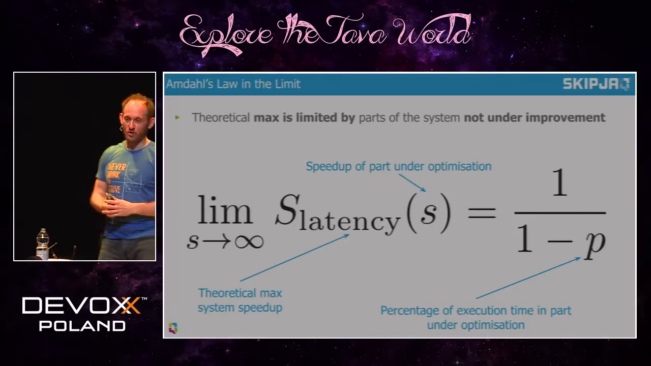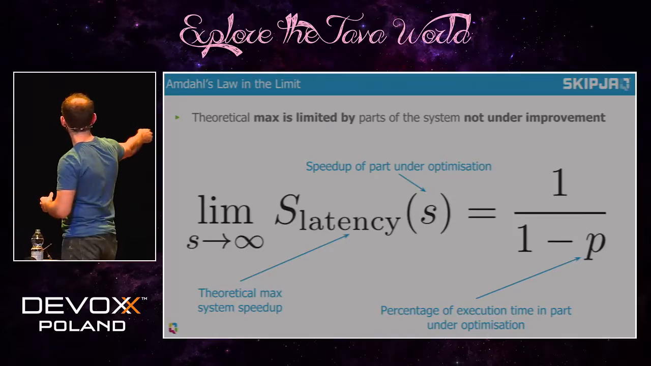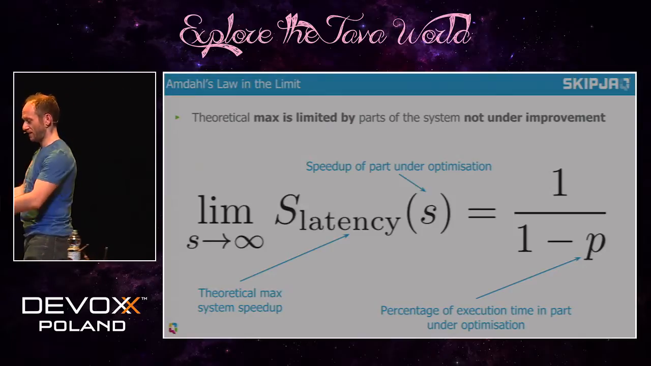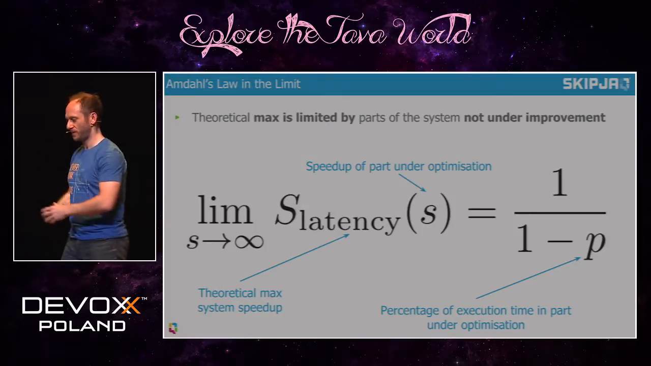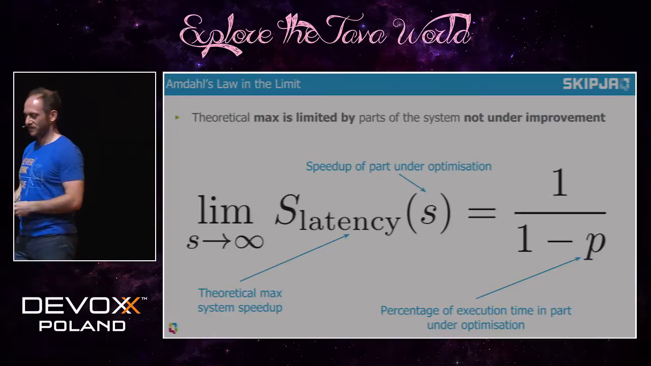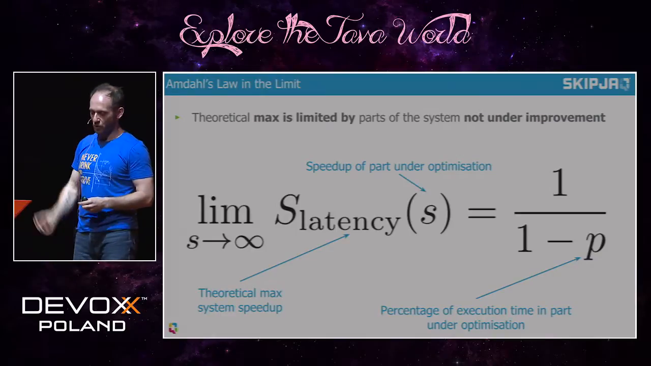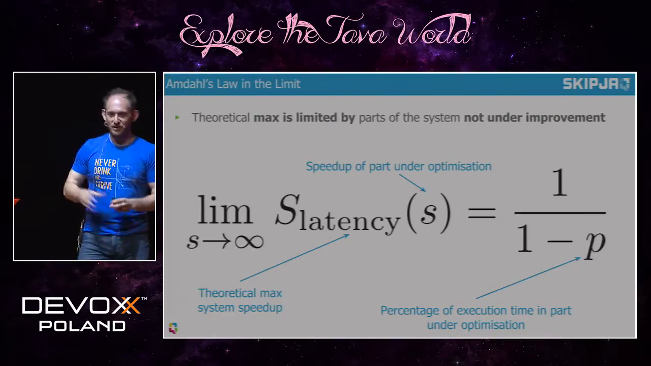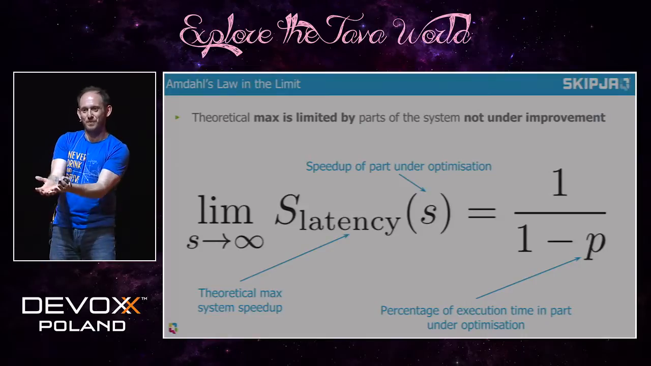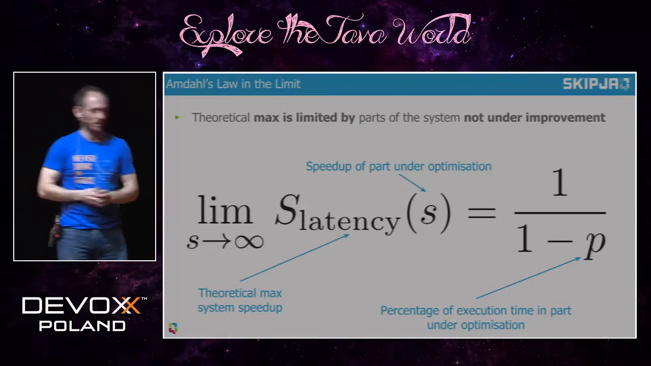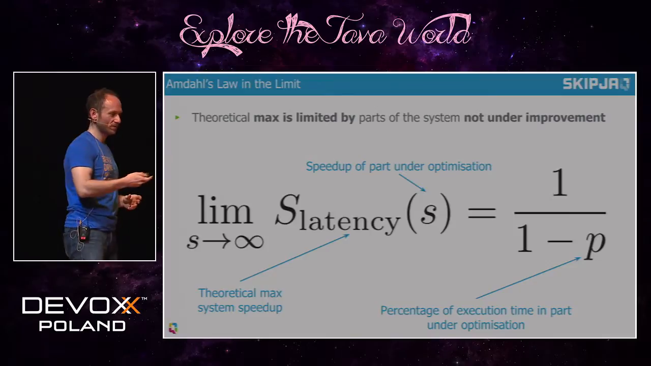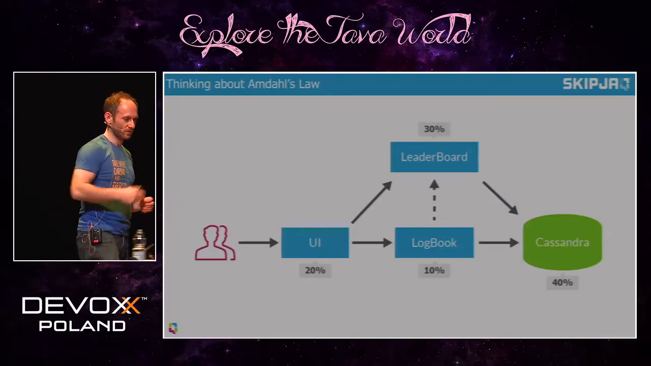And it shouldn't come as too much of a surprise that it's proportionate to the amount of time you spend in the system that you're optimizing. So if you've got 4 microservices and you spend 10% of time in one and 20% of time in another, the theoretical speedup of optimizing the one with 20% time is bigger than the one with 10% time. And I have a diagram to show you that.